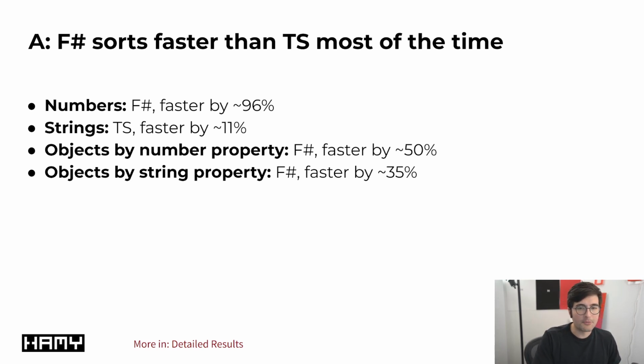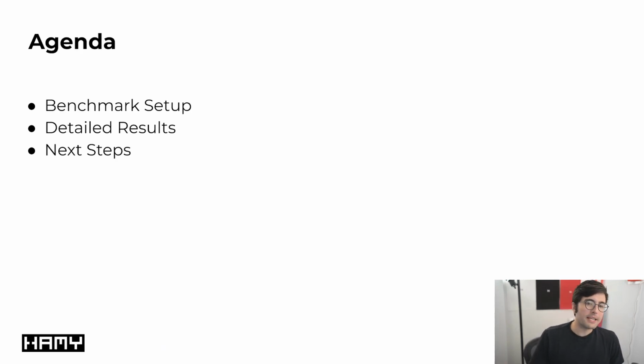The next is sorting objects by number property. F# is faster by about 50%, so our 2x, and then objects by string property, F# is again faster by about 35%, which gives us about that 1.5 to 2x that we might expect. So in general, F# sorting faster, but maybe not as fast as we'd expect, and in some cases, TypeScript still wins.